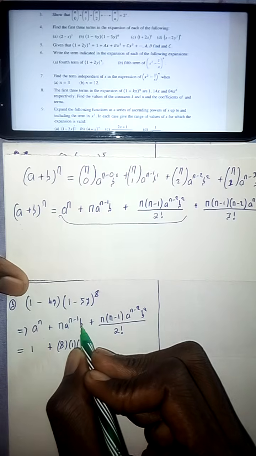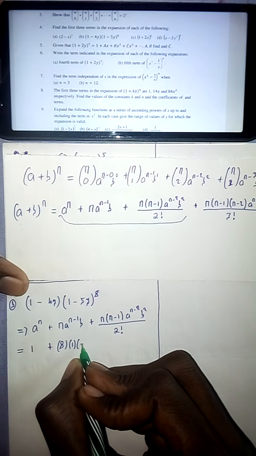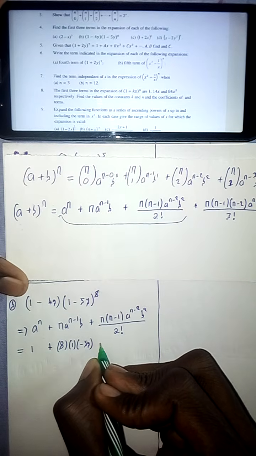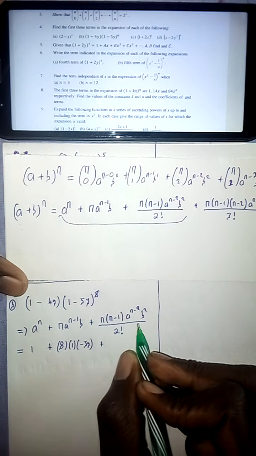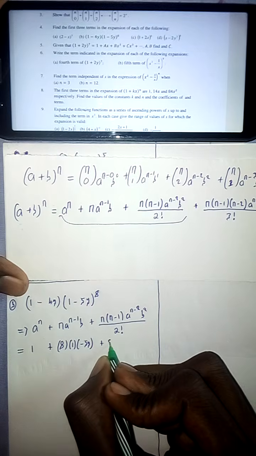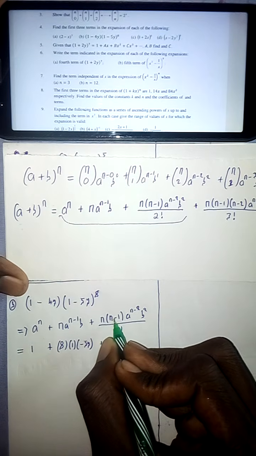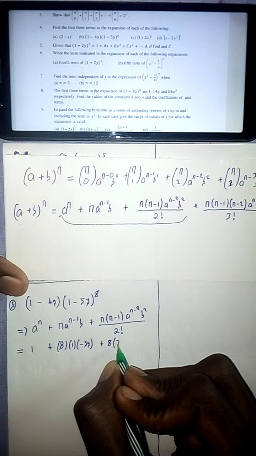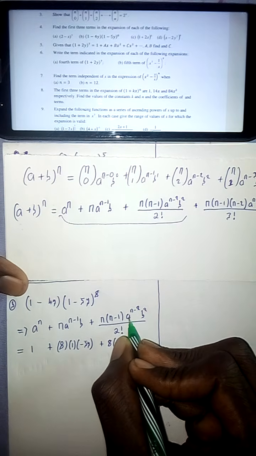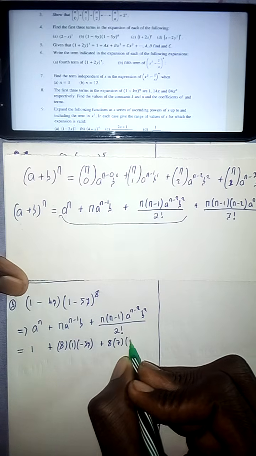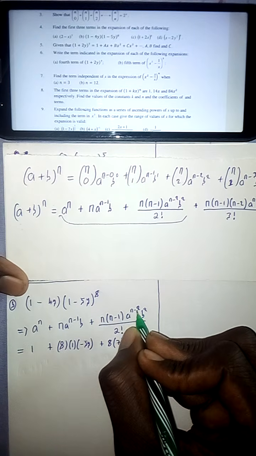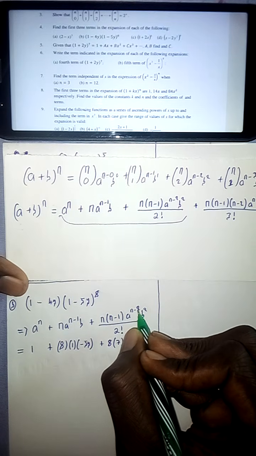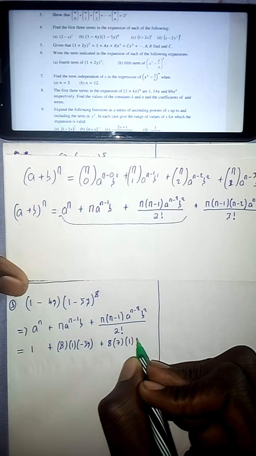Well, what about for our b? Our b is negative 5y, plus, what about for this part? N is 8. N minus 1: N is 8, so 8 minus 1, that is 7. A is what? A is 1. So 1. N minus 2: N is 8, 8 minus 2 is 6. So 1 raised to the power 6 is still 1.